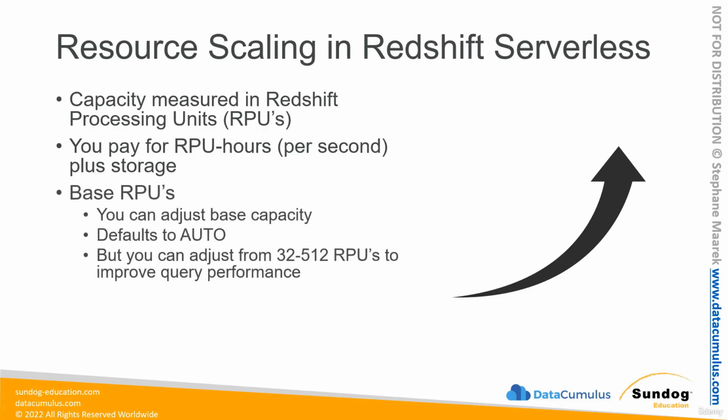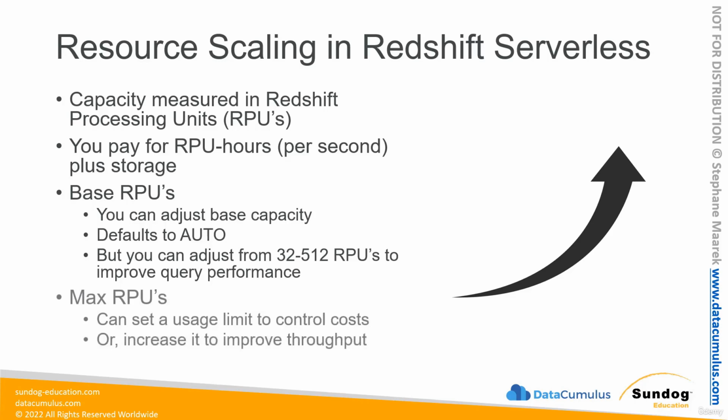You can specify your base RPUs. Kind of like you could specify initial capacity with EMR serverless, same idea with Redshift serverless. You can adjust your base capacity. Now by default, it will be set to automatic, so you don't have to think about it at all. But if you do want to improve your query performance and you know that you're going to need a little bit more capacity for that out of the gate, you can give it a hint. You can say that I want between 32 and 512 RPUs as my base level in my serverless cluster to start with. I can also set my maximum RPUs.